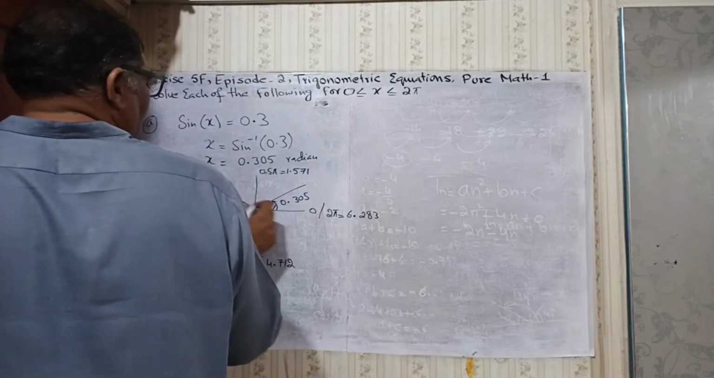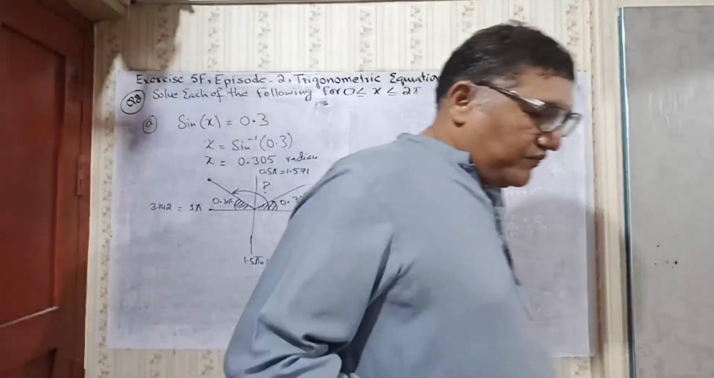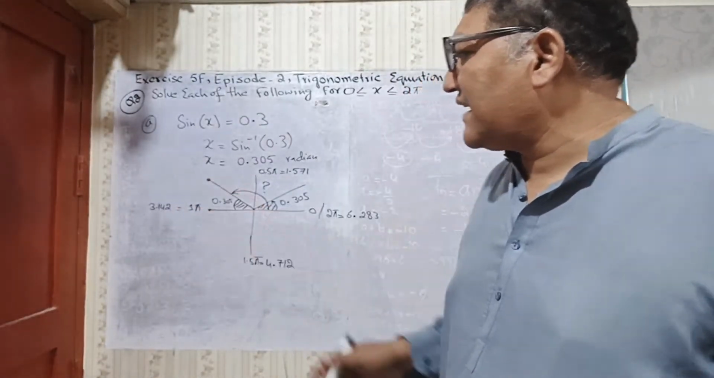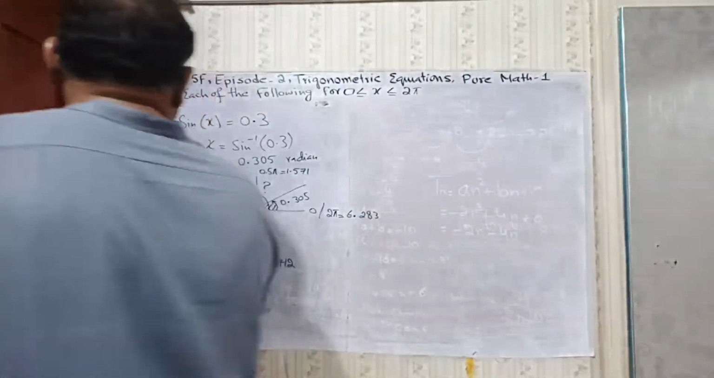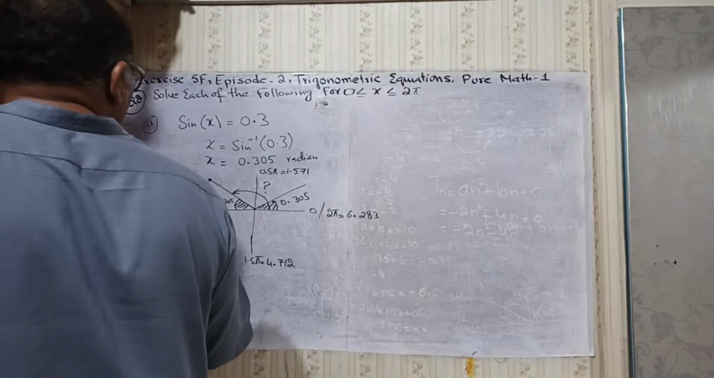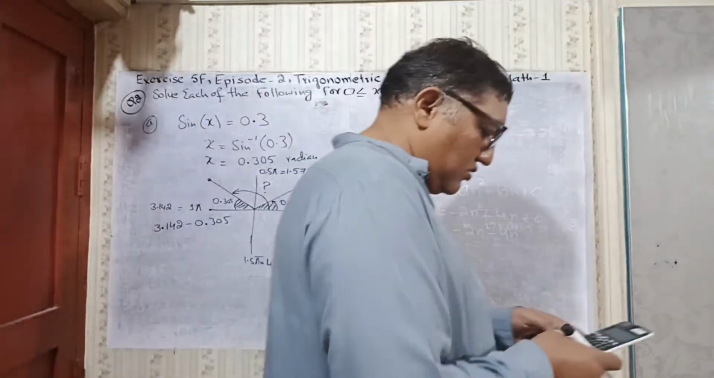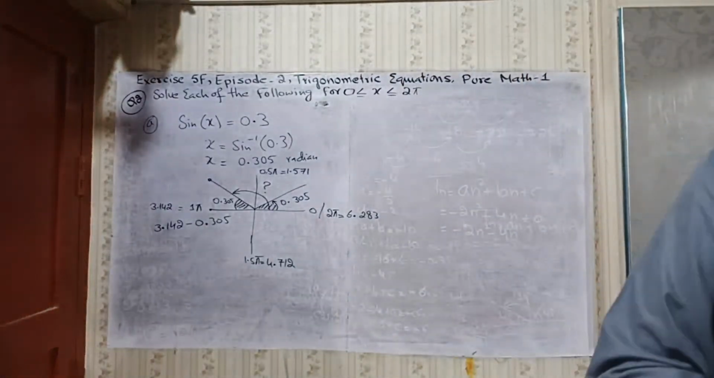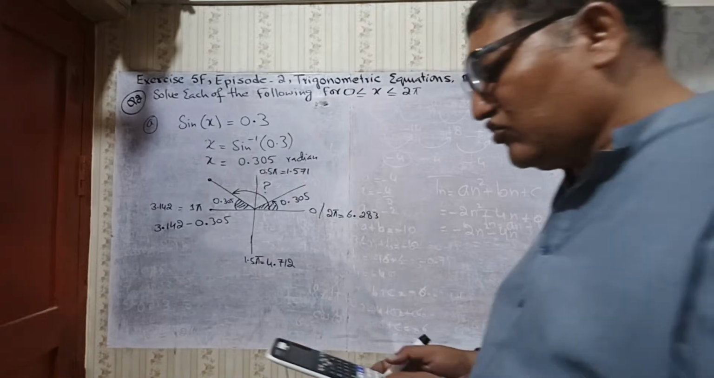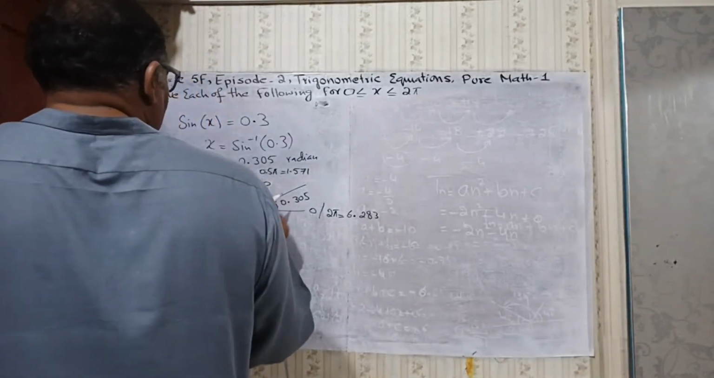So I need to know how much this angle is. From this angle, you subtract the base angle, and you get this angle. In my rough work I write 3.142 minus 0.305, the base angle, and that will be equal to 2.837. So this angle is 2.837.